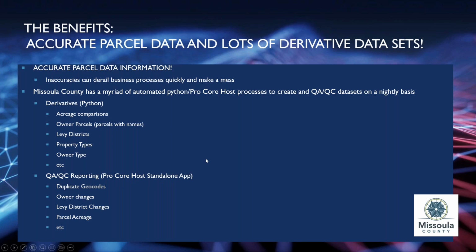We also have a core host standalone app that runs every night, and it does a ton of QA/QC checks. We can check to see if we have duplicate geocodes in our parcels. If that's the case, we can go investigate it, figure out why it's duplicated. Is it like a multi-part polygon that has the same geocode that just needs to be merged together? We can go investigate that stuff.